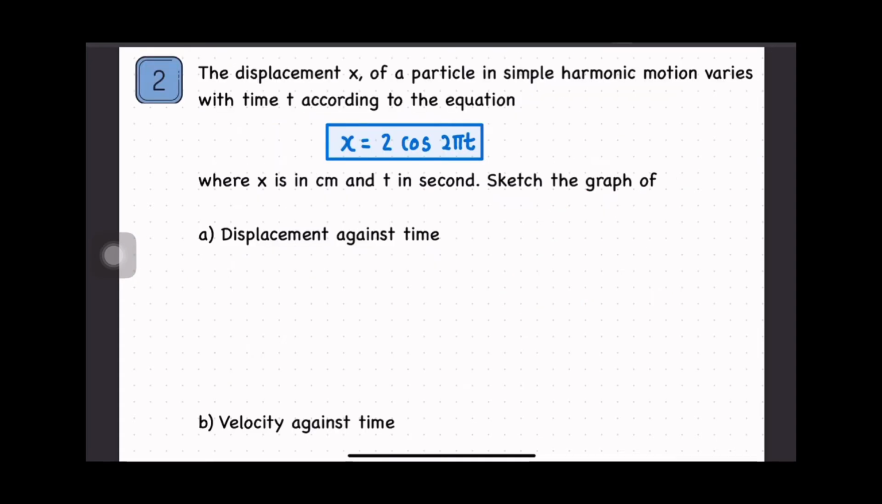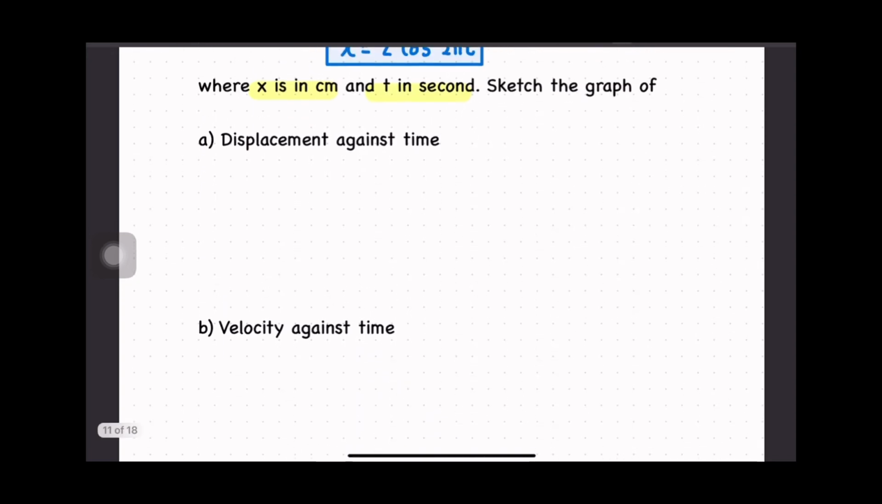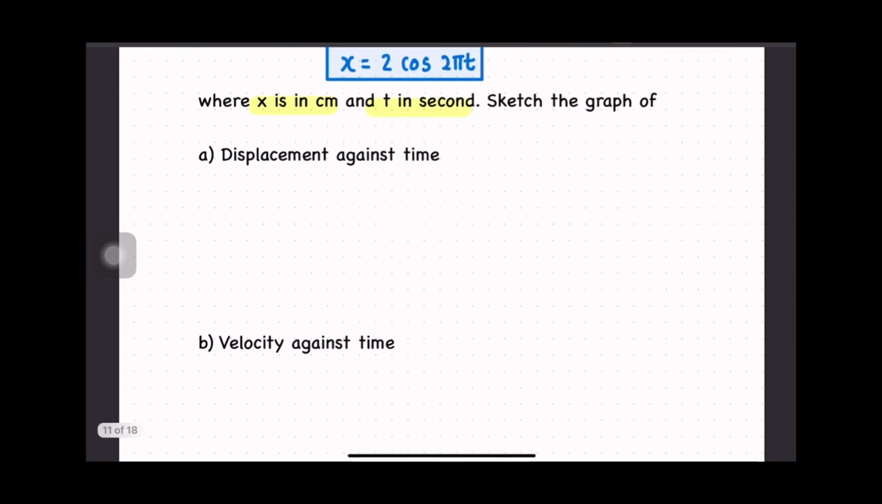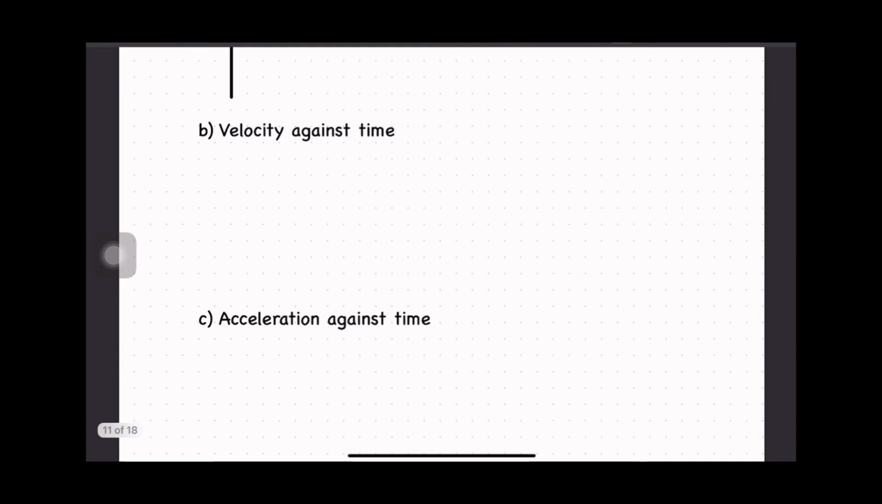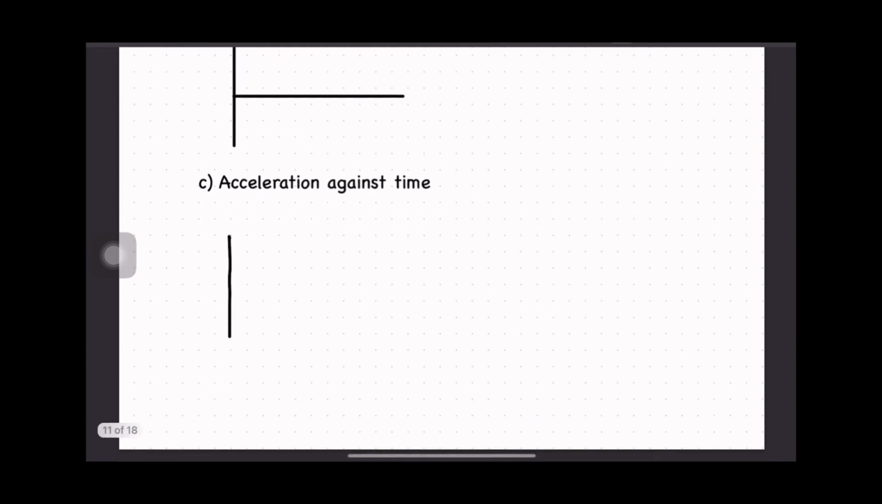Okay, next is question 2. Displacement x of a particle in simple harmonic motion varies with time t according to the equation x is equal to 2 cos 2 pi t. Just now we did sine, now they ask us to change to cos. Where x in cm and t in second, sketch the displacement time graph, velocity time graph, and acceleration time graph. But before that, draw the axis first, and then we have to determine the equation for each.